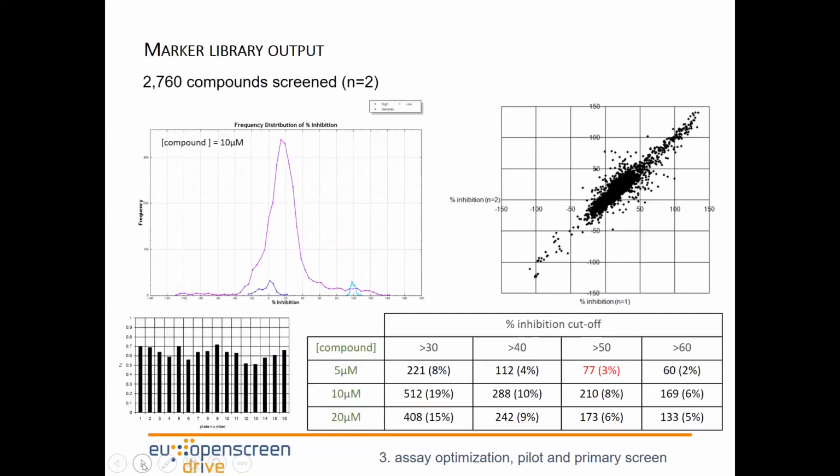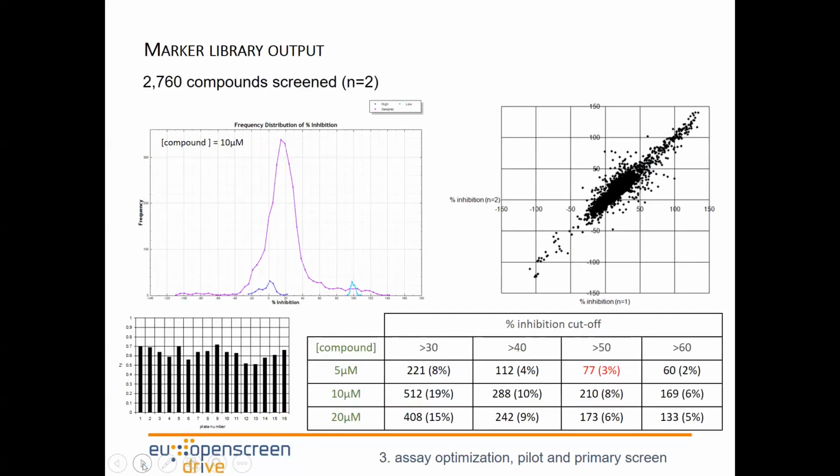This marker library screen, in terms of a pilot project, is often only done when you are intending to do a screen of 50,000 or more compounds. If you are doing, say, a 5 or 10,000 compound screen, you may well just go straight into the screen without doing a pilot screen to validate the assay, because time is money, and it may well be quick enough just to screen the entire library if it's a few thousand compounds.